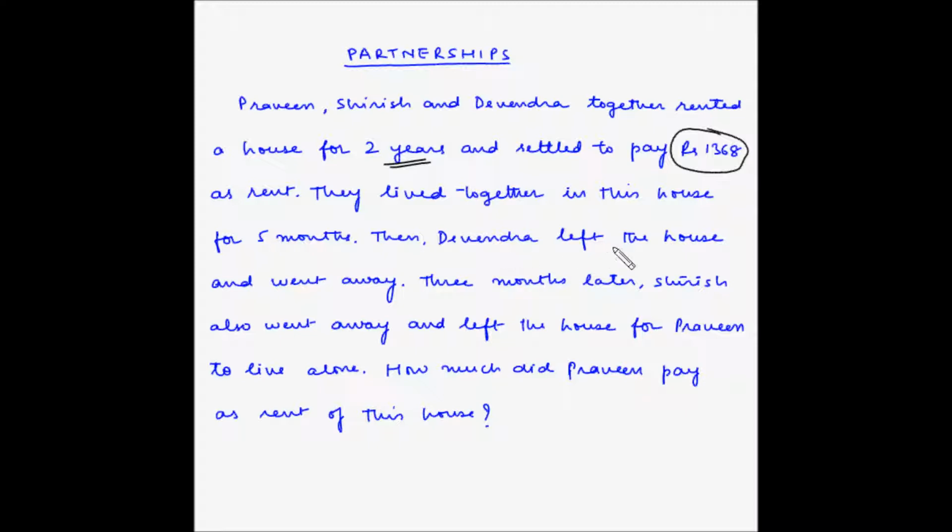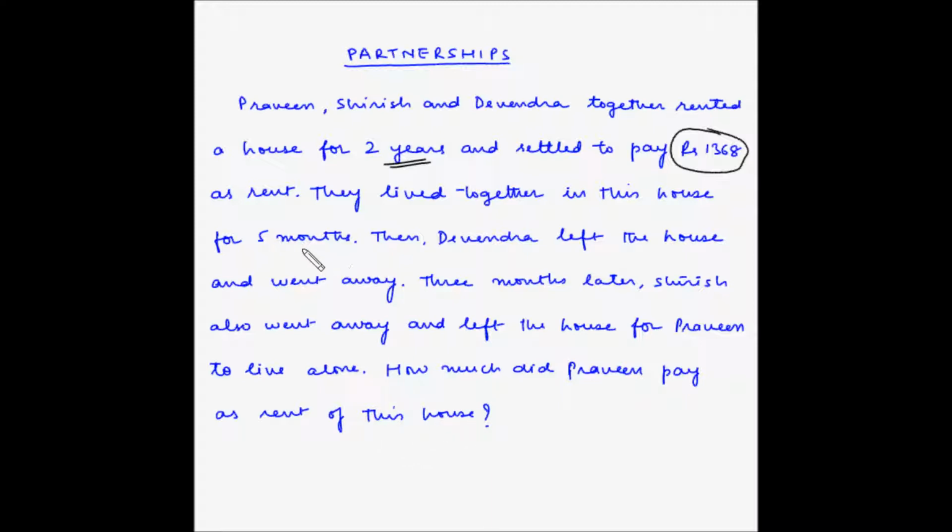Then Devendra left the house and went away. 3 months later, Shirish also went away and left the house for Praveen to live alone. How much did Praveen pay as rent of this house?